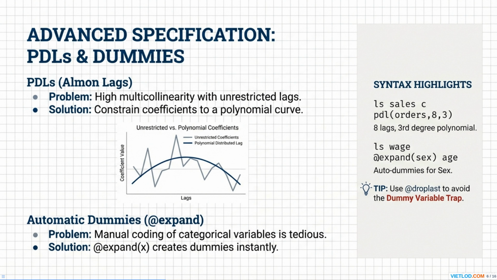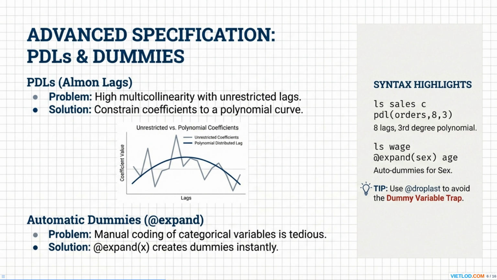Polynomial distributed lags, or PDLs, address high multicollinearity that arises when we include many unrestricted lags of a variable. This often makes individual coefficient estimates unreliable. The PDL solution is to constrain these lag coefficients to lie on a smooth polynomial curve, effectively reducing the number of parameters and offering a clear, more stable view of the dynamic impact. For instance, PDL of orders 8, 3 would model the effective orders over 8 lags using a third-degree polynomial.